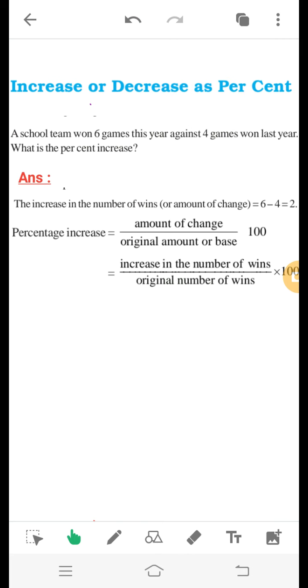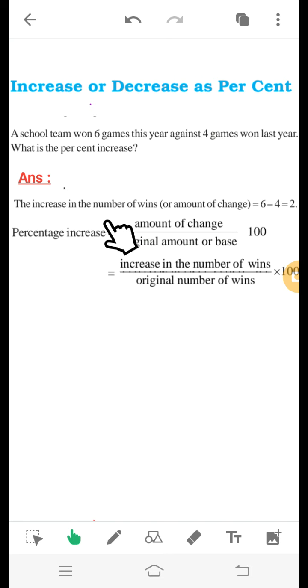Now let us discuss another concept from this exercise, that is increase or decrease as percentage. A school team won 6 games this year against 4 games won last year. What is the percentage increase? From the question, we can conclude that last year 4 games were won and this year 6 games were won. So it is in increase form.